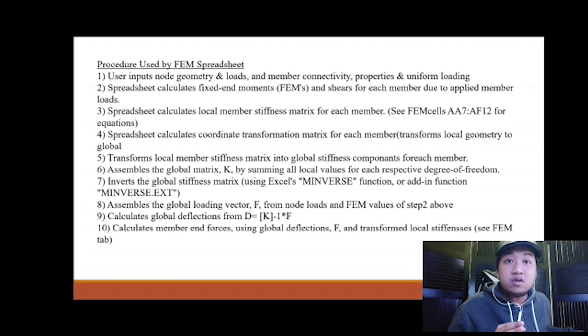Eighth, assemble the global loading vector F from nodal loads and FEM values from the earlier steps. Ninth, calculate the global deflection from D equals K inverse times F. And last but not least, calculate the member end forces using the global deflection and the transformed local stiffness.